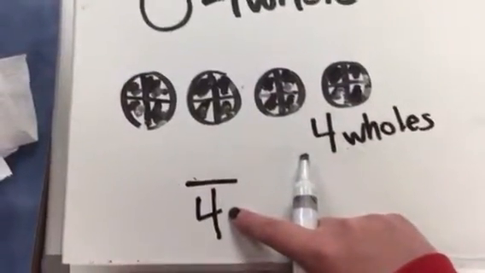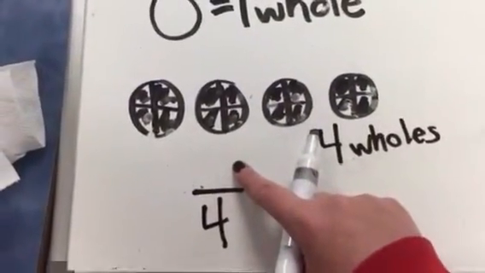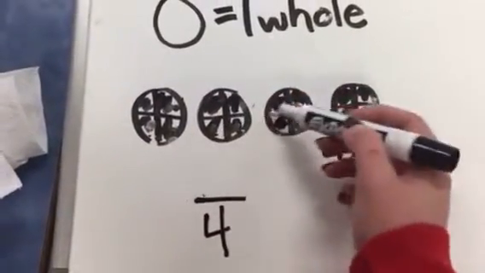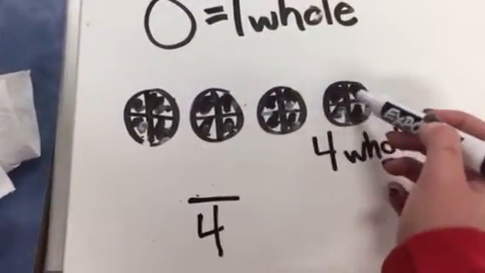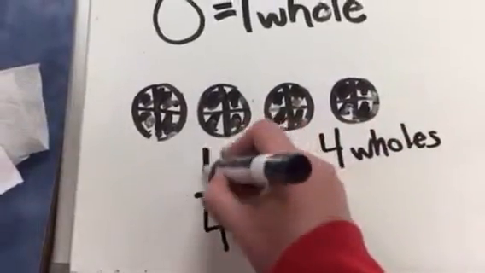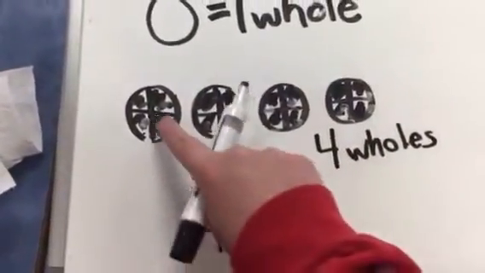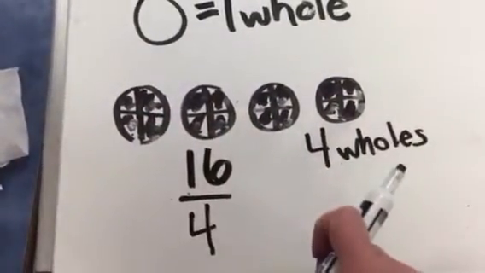Okay. Now my top number is how many pieces I have total. So I have 1, 2, 3, 4, 5, 6, 7, 8, 9, 10, 11, 12, 13, 14, 15, 16. I have 16 pieces total, and they're all the size of fourths. Okay. Let's try another one.